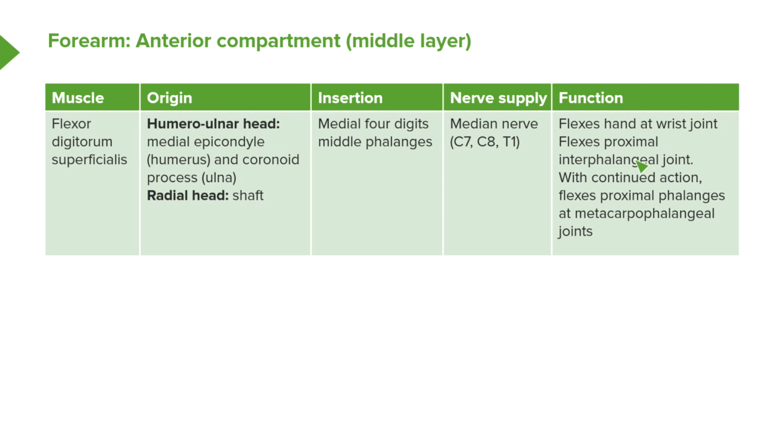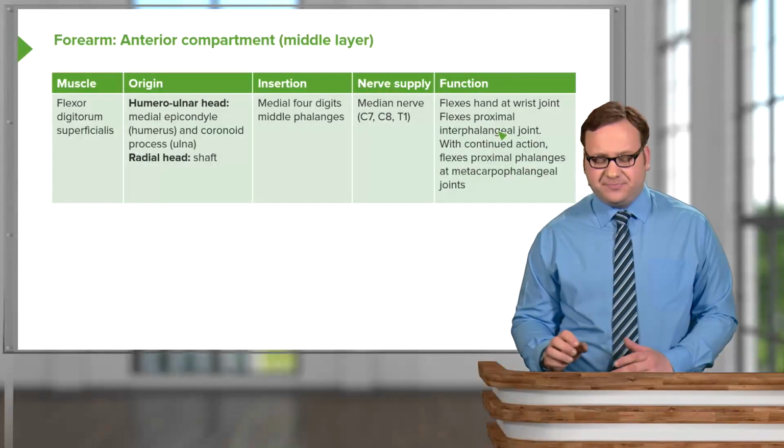Importantly, it flexes the hand at the wrist joint. It also flexes the proximal interphalangeal joint, which is the joint between the proximal and the middle phalanges. With continued action, it will flex the proximal phalanges at the metacarpophalangeal joint. So ultimately, it helps us to form a fist.